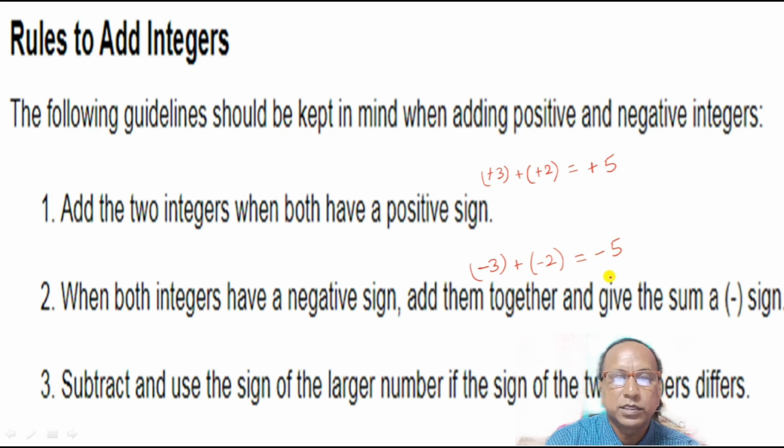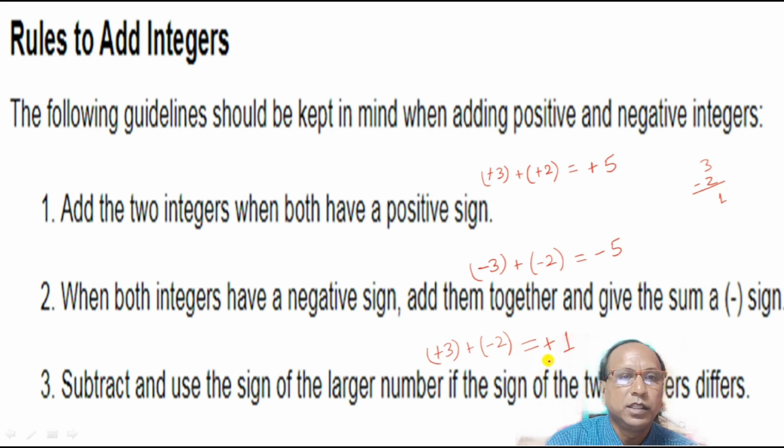Right? Subtract and use the sign of the larger number if the signs of the two numbers differ. Suppose the numbers differ. Suppose one is +3 plus -2. What do we do? The bigger one is 3 and the smaller number is 2. First subtract the smaller number from the bigger one, that is 1. Now see the sign. This is +3, this is -2. 3 is greater than 2, therefore the sign will be positive, it is +1. In this way you can add all the integers.